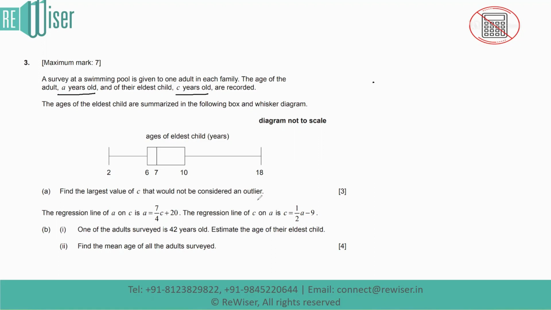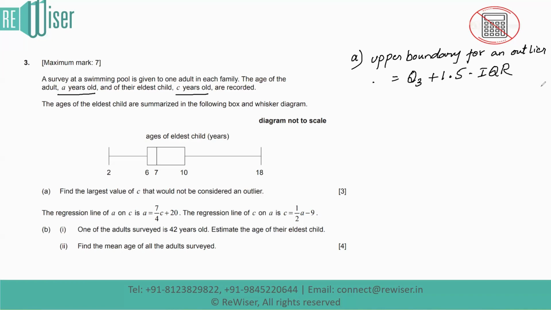So whenever we need to find the outlier, and we are talking about the largest possible value, that means we need to figure out what the upper boundary is. The upper boundary for an outlier would always equal Q3 plus 1.5 times IQR. This is the generalized formula we have to use to find the upper boundary for an outlier.